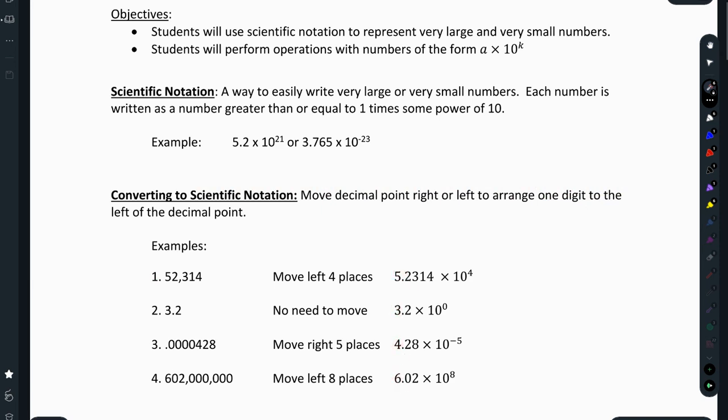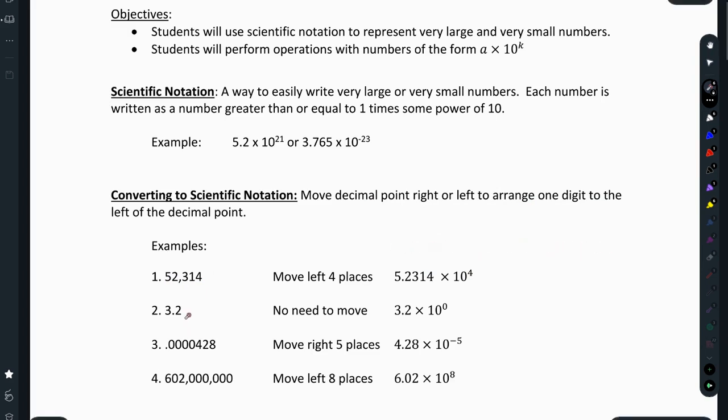So we have our original numbers here. So we have 52,314. The decimal point is right here. We have to move it over 4. So in scientific notation, since we move the decimal point 4 places to the left, that would be noted as times 10 to the 4th power.